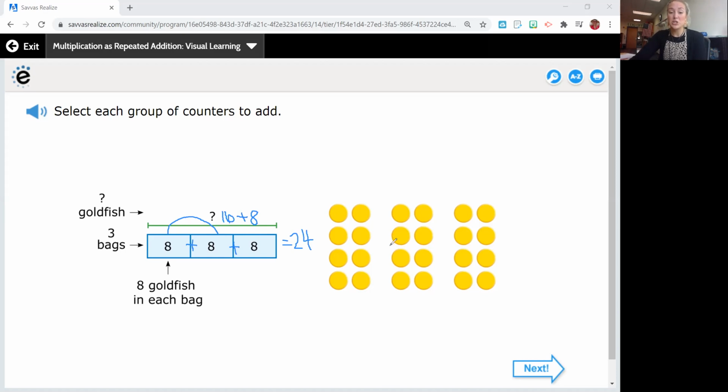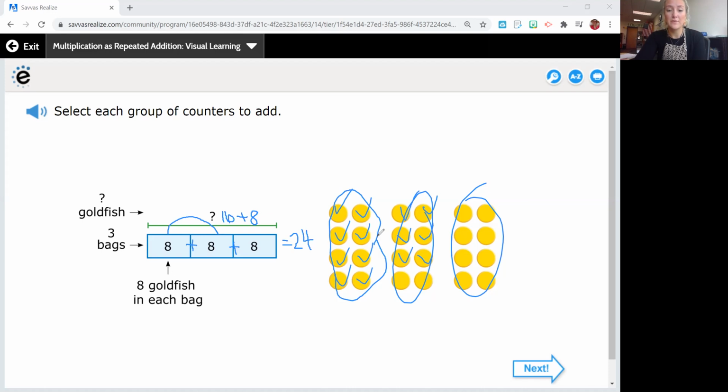Now let's see if we can check our work with equal groups. We used repeated addition, and now we're going to check with equal groups. By checking our work, this is how we count. 1, 2, 3, 4, 5, 6, 7, 8, 9, 10, 11, 12, 13, 14, 15, 16, 17, 18, 19, 20, 21, 22, 23, 24. I got 24 when I checked with equal groups, and I got 24 when I checked with repeated addition.